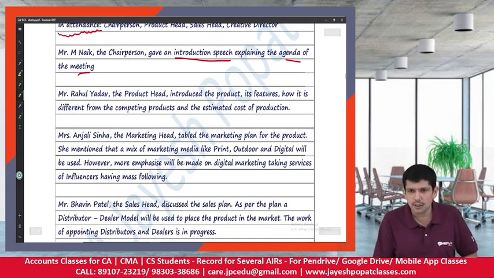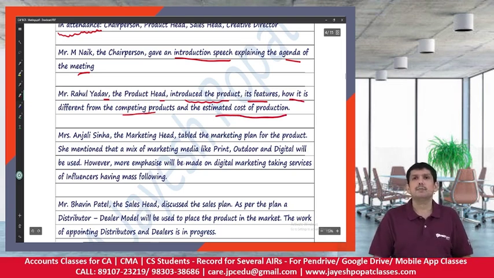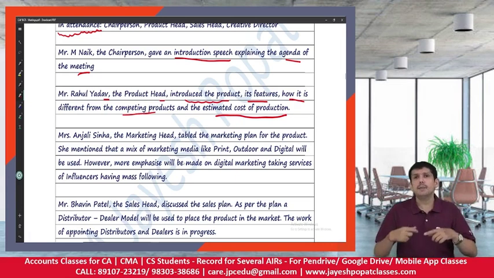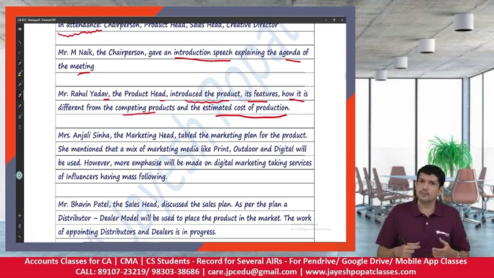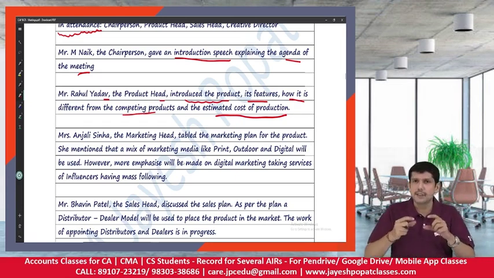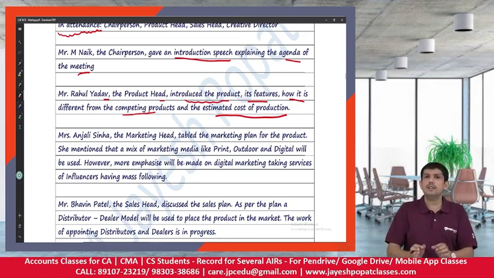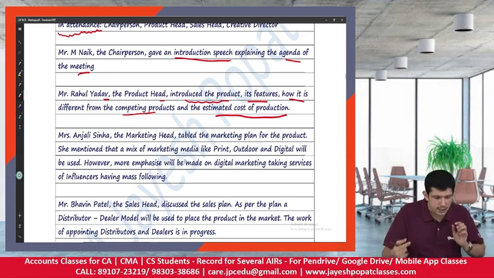Then the next slot was of our production head. So Mr. Rahul Yadav, who is our production head, what did he do? He introduced the new product, its features, how it is different from the competing products, and the estimated cost of production, because we wanted to talk about the cost as well. So he briefed about the estimated cost of production. You don't need to go into much detail. You just need to cover the points, the important keywords which would have been covered in the meeting.